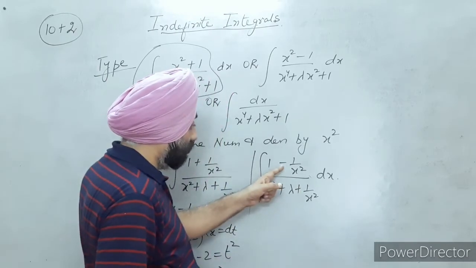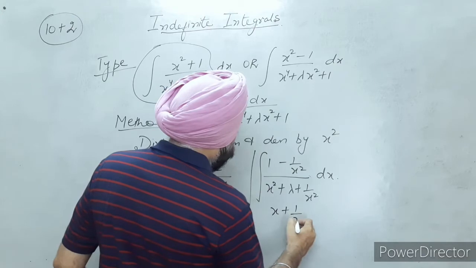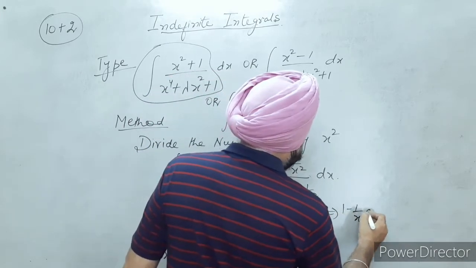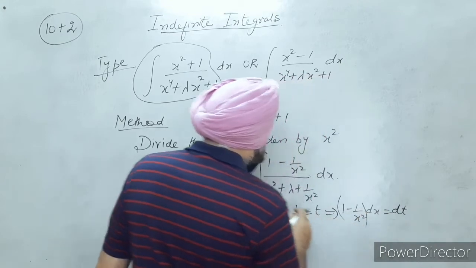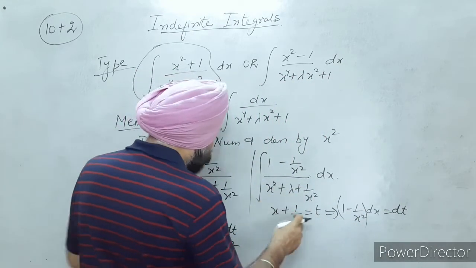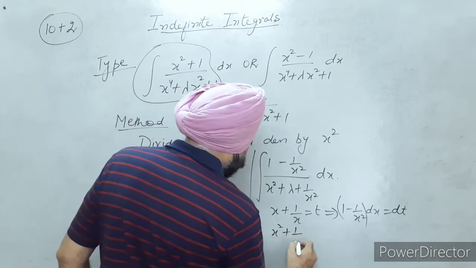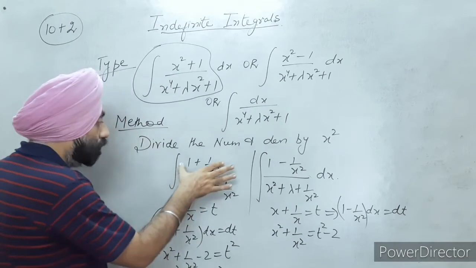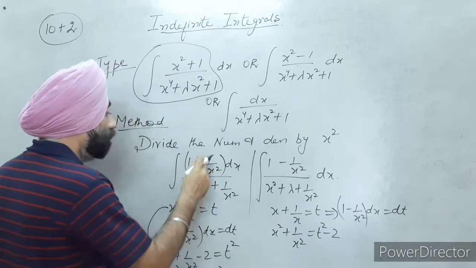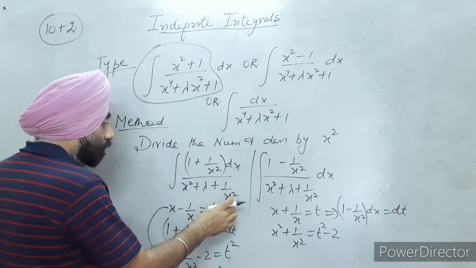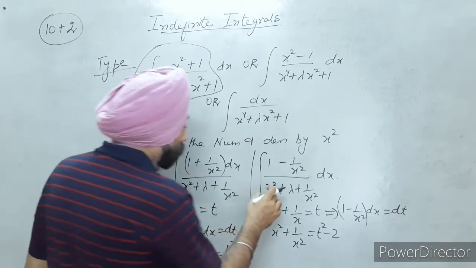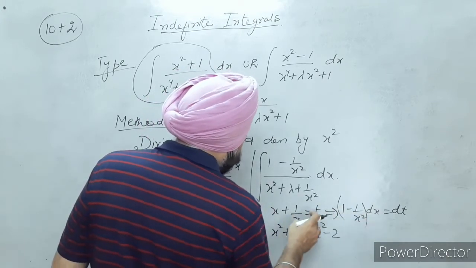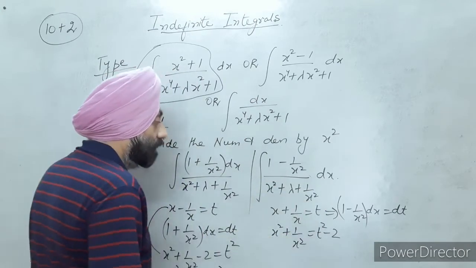In this case there is a minus sign in the numerator, so I will substitute x + 1/x = t. Why? Because if I differentiate this, I get (1 − 1/x²) dx = dt. I will get the value of x² + 1/x² by squaring: x² + 1/x² + 2 = t², that means it is t² − 2. Substitute the values: in the first case, (1 + 1/x²) dx becomes dt and x² + 1/x² becomes t² + 2. In the second case, (1 − 1/x²) dx becomes dt and x² + 1/x² is t² − 2.